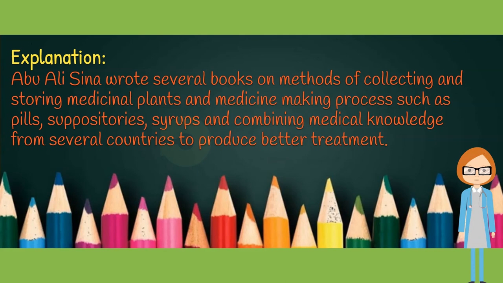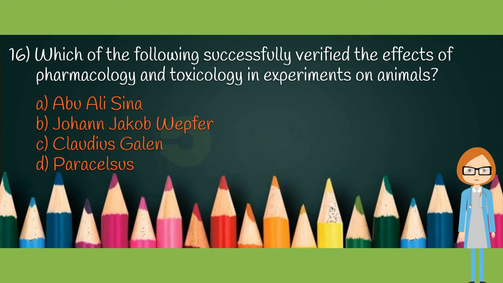Question 16. Which of the following successfully verified the effects of pharmacology and toxicology in experiments on animals? Option A, Abu Ali Sina. Option B, Johann Jacob Wepfer. Option C, Claudius Galen. Option D, Paracelsus.